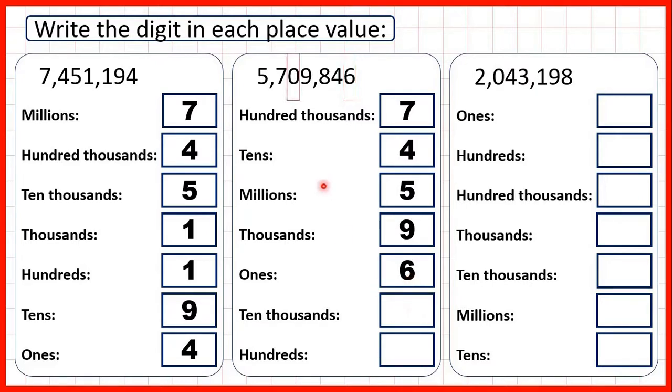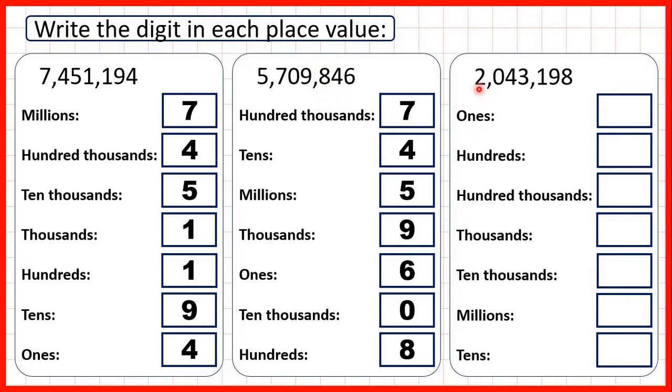With our 10,000s, we have a 0, because the 10,000s digit is the 5th digit from the right. And then our hundreds digit is an 8, because our hundreds digit is always the 3rd digit from the right, or the digit that comes after the comma separating the thousands and the hundreds.